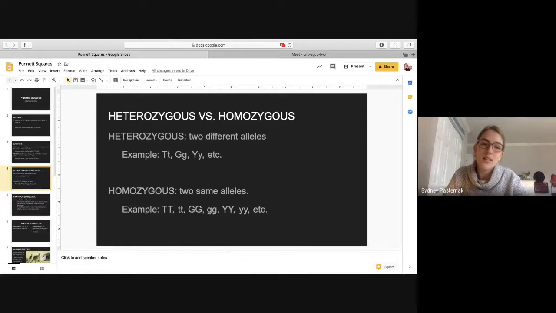Homozygous is going to be two of the same alleles. And so this can either be two dominant alleles together or two recessive alleles together. So in the case of the letter T, you could have big T big T, which would be homozygous dominant, or you could have little t little t, which would be homozygous recessive. So just understanding heterozygous and homozygous can really help out, especially as we get towards the end of Punnett squares and you're making conclusions about the probabilities of certain outcomes.